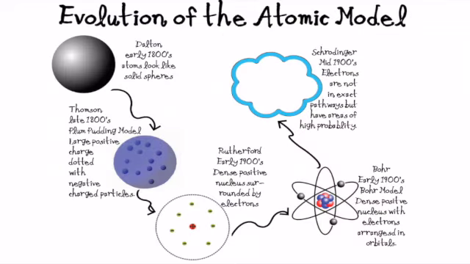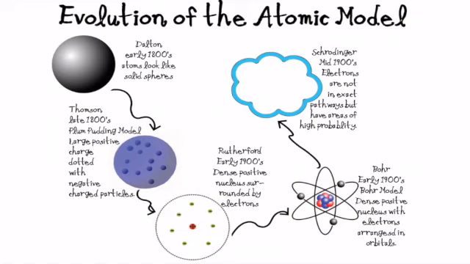So the first model of the atom was Dalton's in the early 1800s, and he said that atoms look like solid spheres. Thomson had the plum pudding model. There was a large positive charge dotted with negatively charged particles. Then Rutherford, in the early 1900s, came up with the nuclear atom, the dense positive nucleus surrounded by electrons.